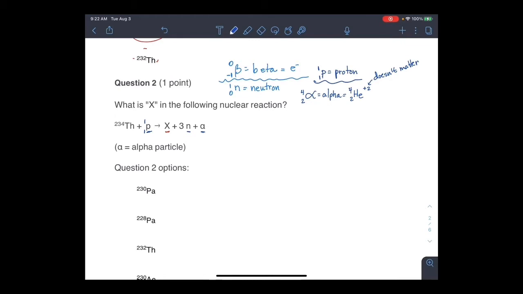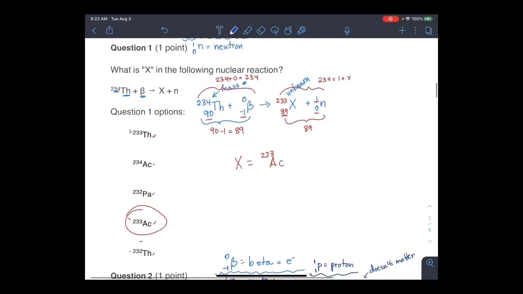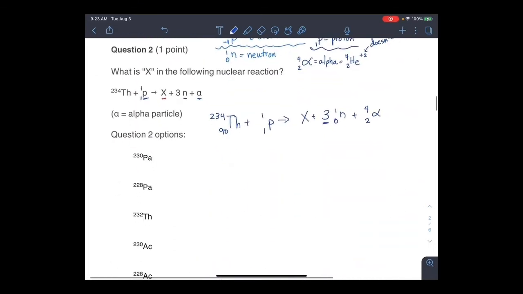All right, so let's do this one. Here we go. Thorium-234. Let me write it out here so I've got a little bit more room. Plus a proton, 1 and 1, gives me an X. This is what I'm trying to find. Plus 3 neutrons. Neutrons are 1 and 0, plus an alpha, which is 4 and 2. You do have to worry about coefficients. Coefficients act just like they do in chemical reactions. That means I have 3 neutrons. So we saw thorium up above, otherwise we'd go look him up. He is 90. All right, we saw him up here, so he's 90. Otherwise, we'd have to go look him up.